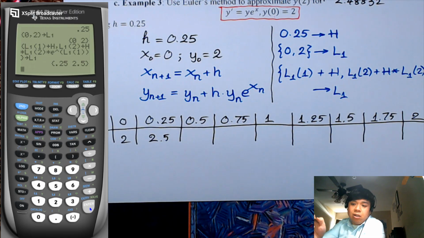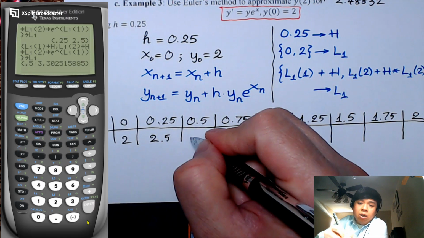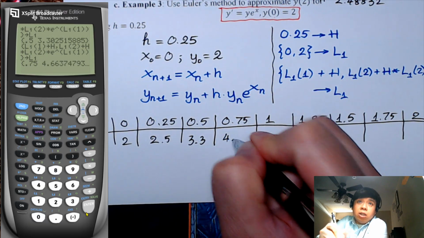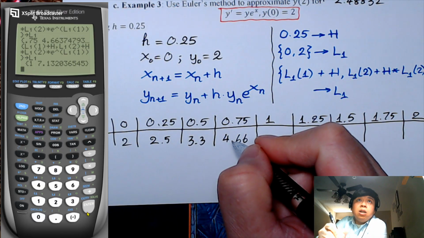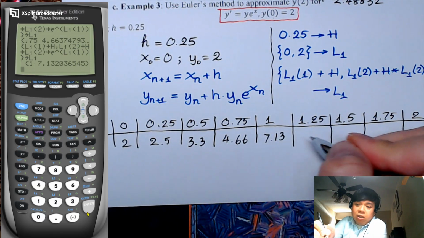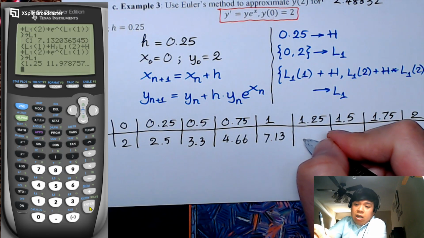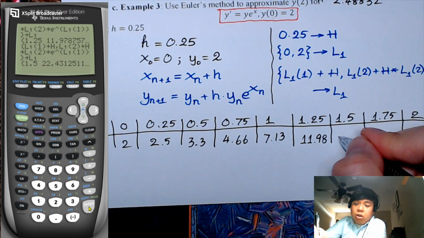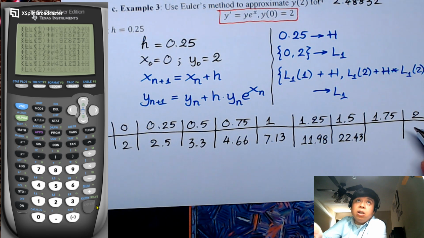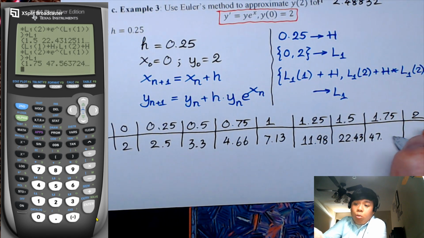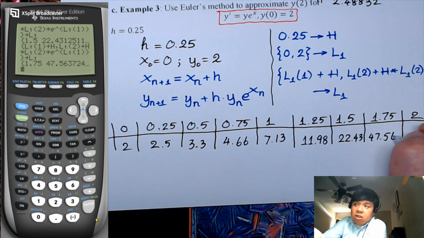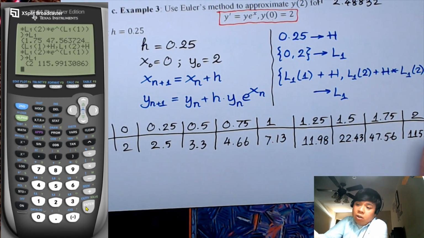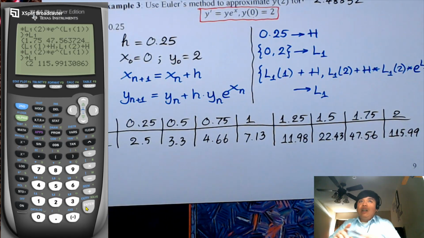Okay, 3.3, 4.66, 7.13, 11.978, 22.43, 47.56, and 115.99. So that's the idea. Yeah, we just keep doing that.